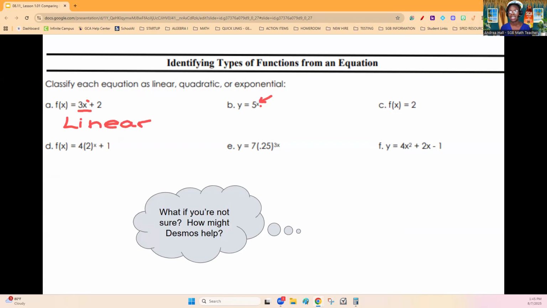And the x is not an exponent. Here, you see the x is an exponent, so we call that exponential. Here we have f of x equals 2. There's actually no variables here. So we would classify that as neither.